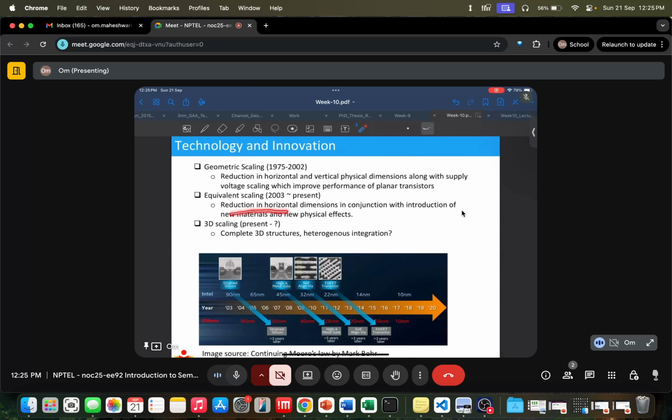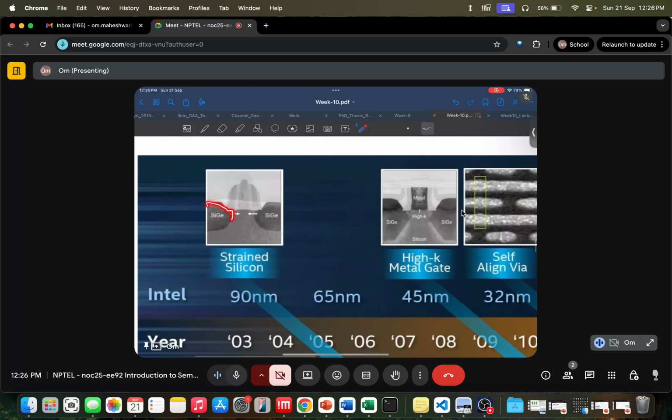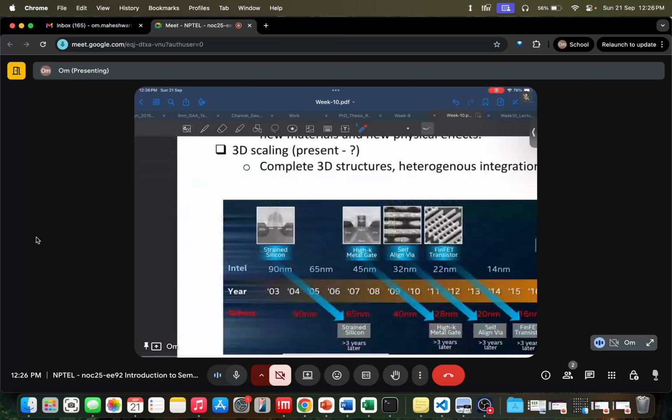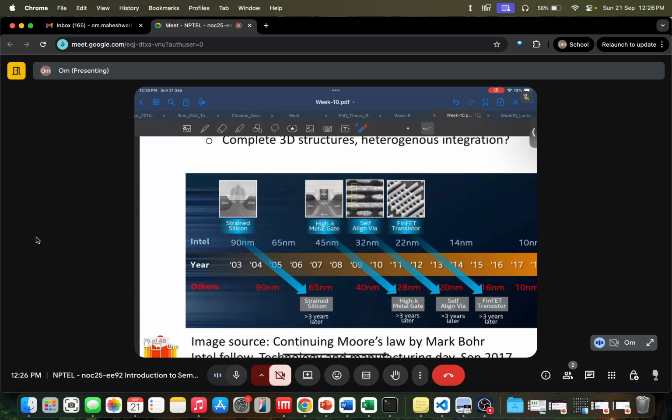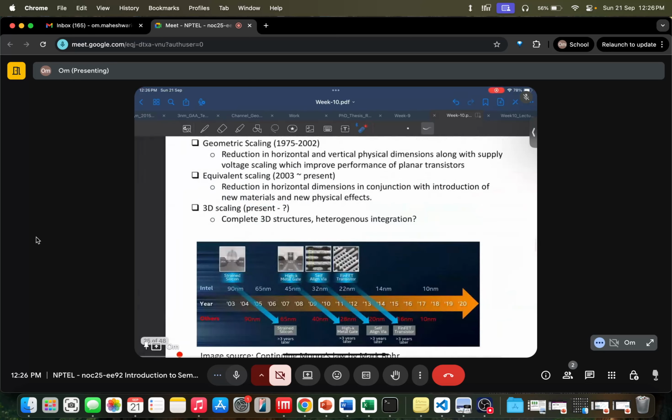In equivalent scaling, we did the reduction in dimension, but also introduced new materials and some new effects. From the CMOS technology from 130 to 90 nanometer, we introduced strained silicon. What it meant was the source and drain were made of silicon germanium. Due to the lattice mismatch of silicon germanium and silicon in the channel, there was a strain in the silicon, which helped to boost the mobility inside the channel. This change in mobility helped to improve the current.